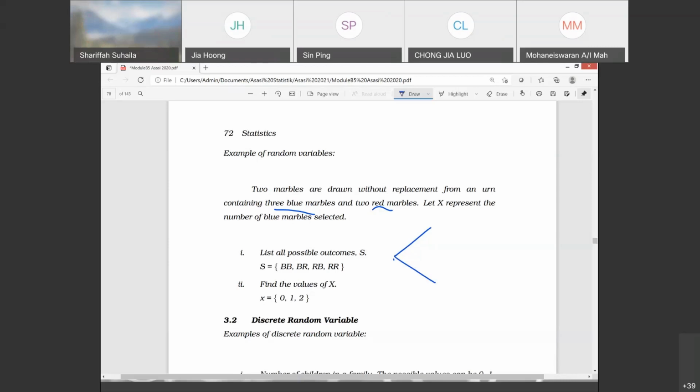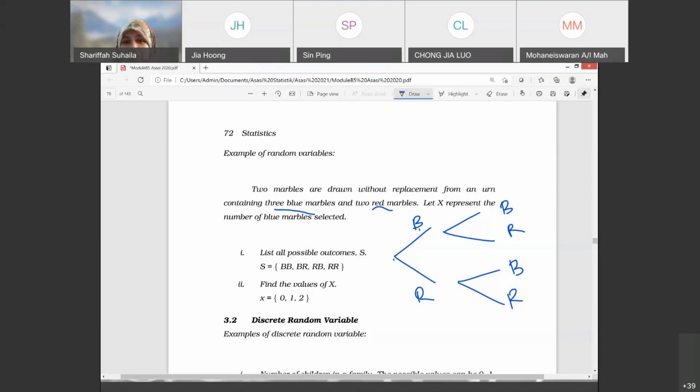Let's say you have blue, red, and then you have blue and red, blue and red. But the process is again without replacement. That means you take one and you don't put it back. So the size of the sample space will reduce by one if you want to find the probability. Let's say you just want to list all possible outcomes. You can have either blue, blue, blue, red, red, blue, or red, red. This is all the possible outcomes.